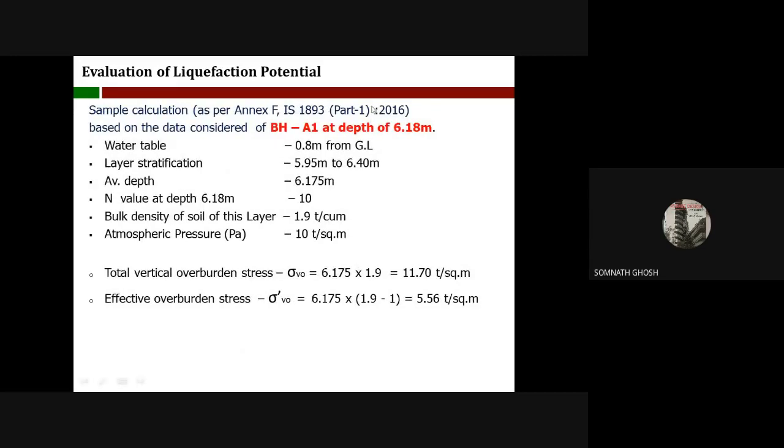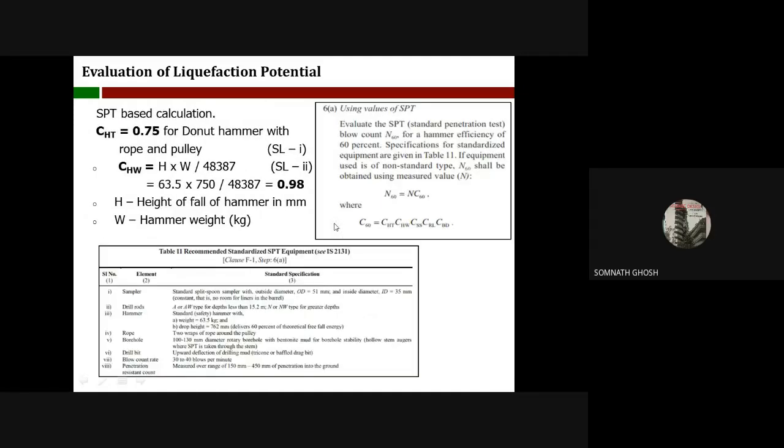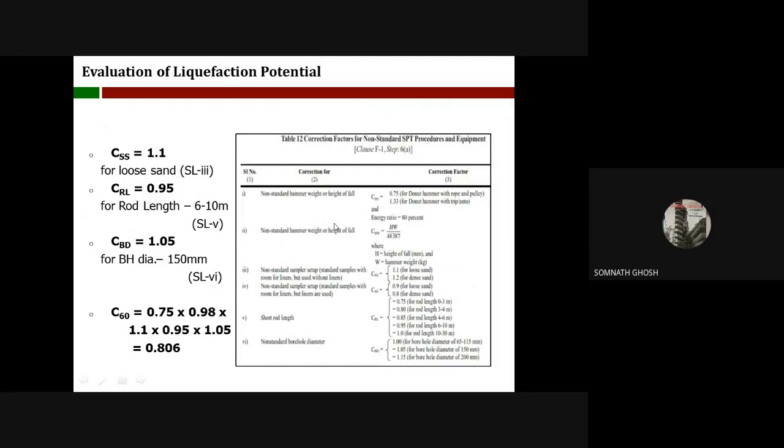Now, this is a typical sample calculation at a particular depth of 6.18 meter. How I have calculated this factor of safety according to IS 1893 Part 1 2016. That is given. Okay, I'll discuss this. I'm just showing you what will be there. All these things will be there, right? I'll discuss in detail, don't worry. So each and every method is given, how I calculated the factor of safety at this level, right?